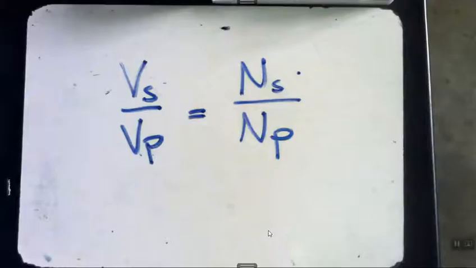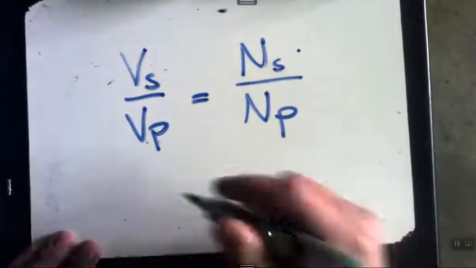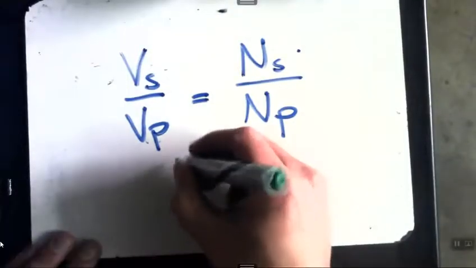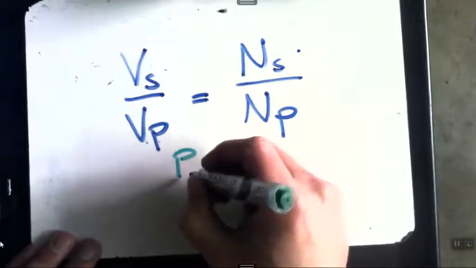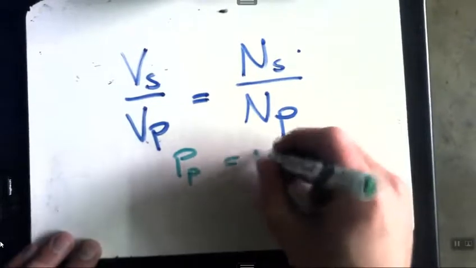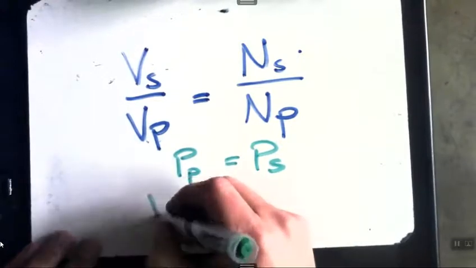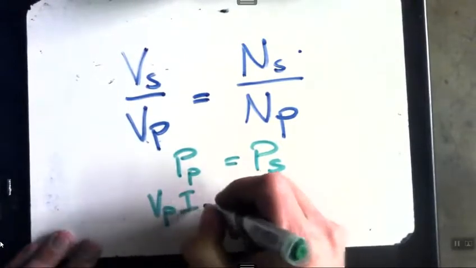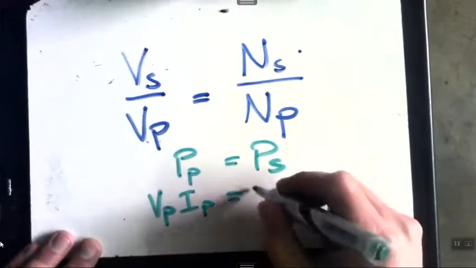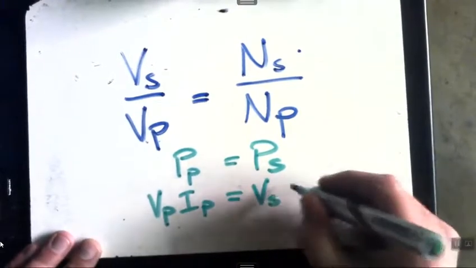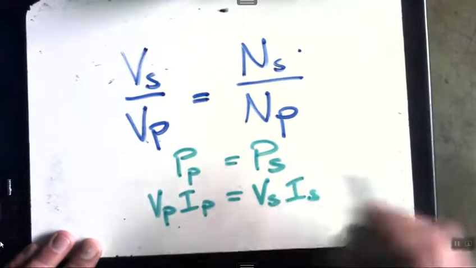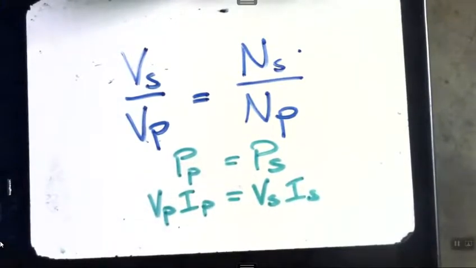The other formula that we also use here, since it's important for us, we know that in a perfect system, the power in the primary is equal to the power in the secondary. So to get that, we take the voltage in the primary times the current in the primary, and that should be equal to the voltage in the secondary times the current in the secondary. Now this is in the ideal transformer that does not heat up, and unfortunately transformers do heat up.